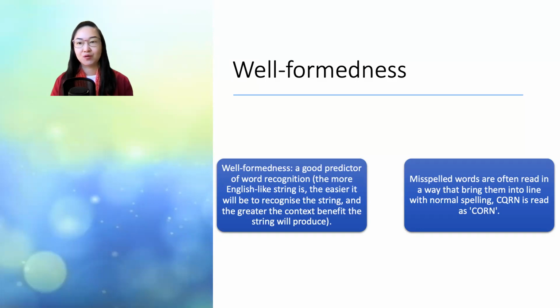For example, when you see this word on the box here, CQRN, how do you read it? CQRN is read as corn, even though it's actually Q, not O.